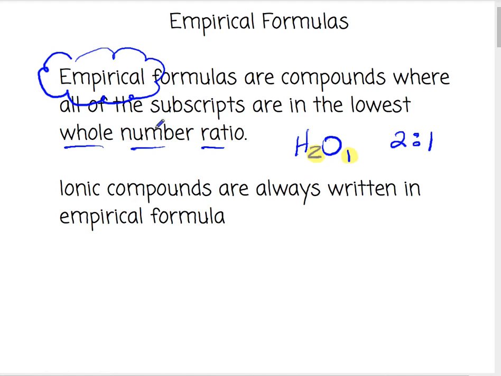If you're trying to identify an empirical formula, the first thing you're looking at is these subscripts. Are they in the lowest whole number ratios? If they are in the lowest whole number ratio, then it is an empirical formula. So you can think of things like sodium chloride, you can get AlPO4, okay? Any of these things are an empirical formula because you've got a ratio here of 1 to 1, and you've got a ratio here of 1 to 1 to 4. Okay? You cannot reduce these subscripts any further.